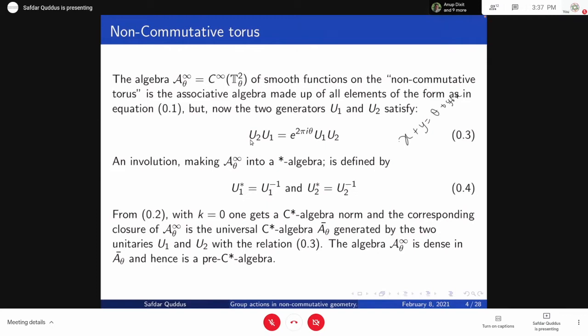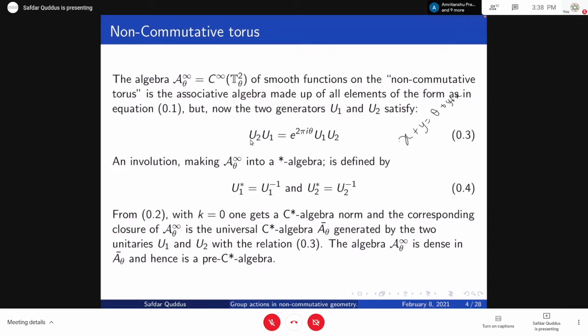We can look at the algebra itself. Now this is not commuting with its generators, and we can make it into a star algebra. With this star operation, we get a C-star algebra norm, and we can look at the completion of this algebra under this norm. So we have a C-star algebra, and this A theta infinity is a pre-C-star algebra, which is not complete but dense.